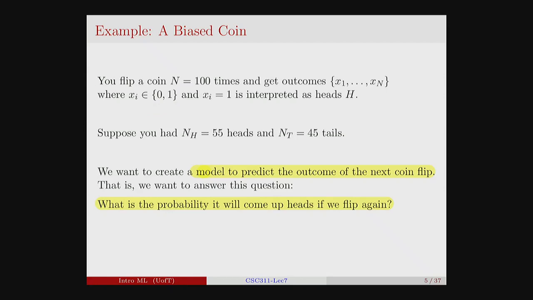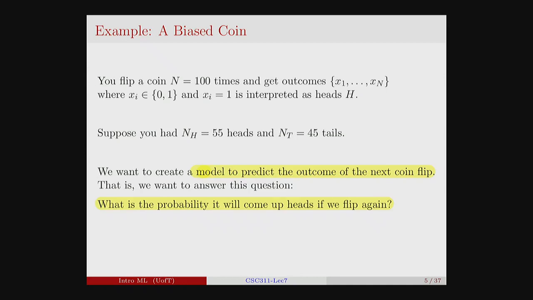So the setup is simple. You're going to toss the coin 100 times, just record whatever you saw. And you're going to use this as your data, and your goal is to come up with a model that is going to be good at predicting the outcome of the next coin flip. So that's your goal in the context of what we're going to talk about next.